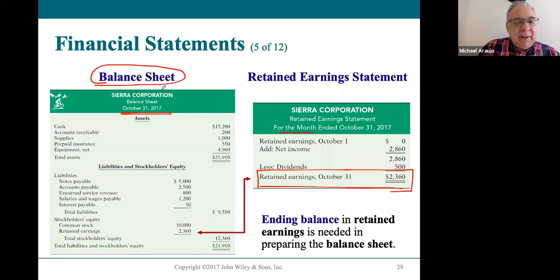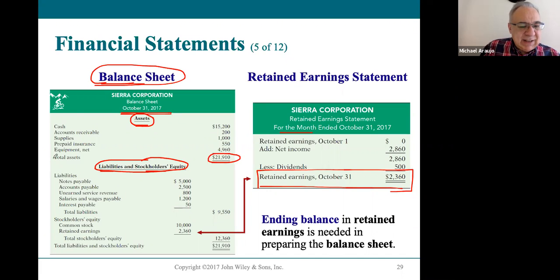Balance sheets show us the assets of the company. Remember those assets, the resources that the company owns, on a particular day, and the liabilities and stockholders' equity of that company as of that day. The most important thing to know is it's called a balance sheet because the assets equal the liabilities and stockholders' equity. The total amount of the assets is going to equal the total amount of liabilities and stockholders' equity. This is why they call it a balance sheet.